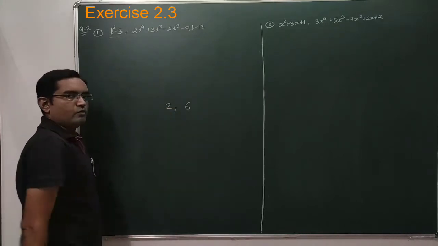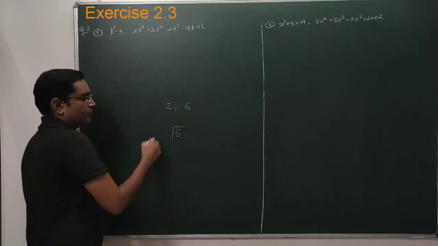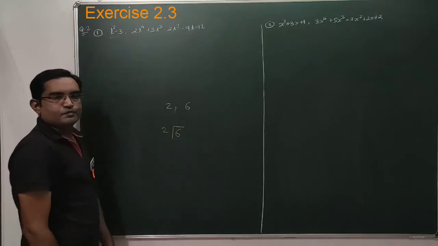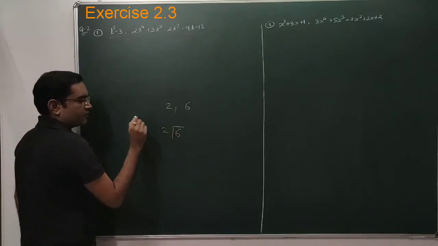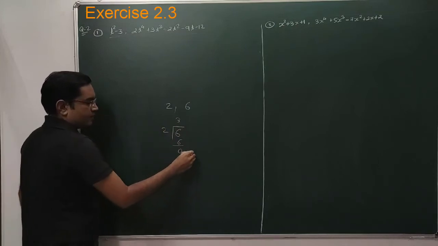So for that, what do you have to do? You have to perform long division of these two numbers. You have to divide the second number by the first number. So if we divide the second number by the first number, 2 3s are 6, and we are getting remainder as 0.